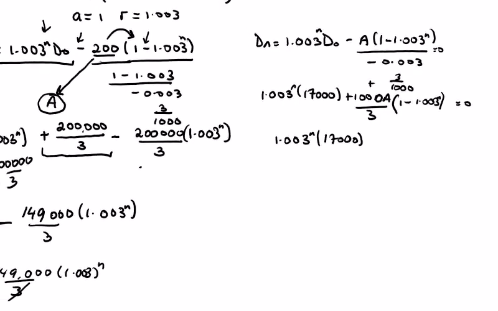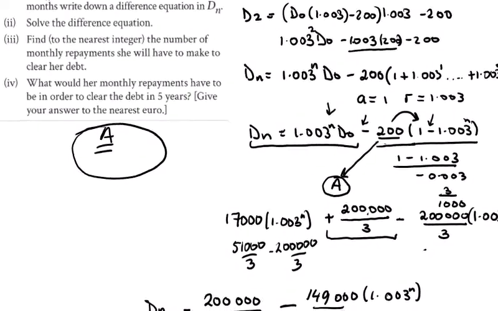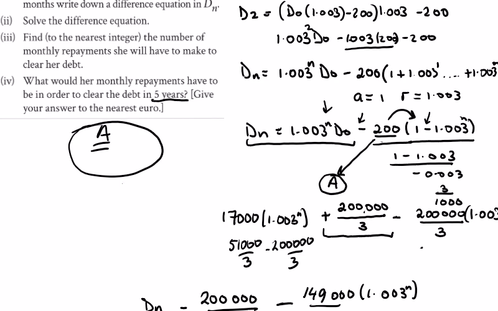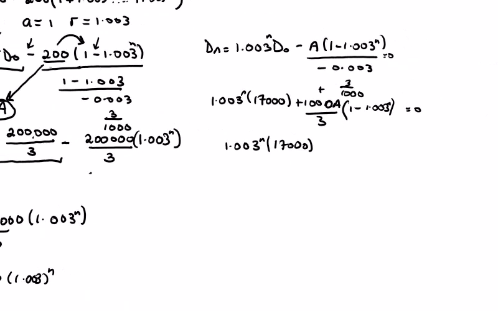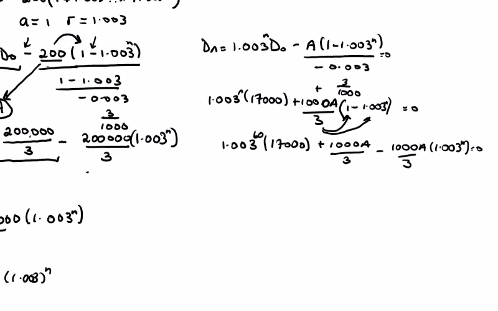And I'm obviously seeing two unknowns, so let me just read the question. What would her monthly repayments have to be to clear the debt in 5 years? So 5 by 12, 60 is n. So the n just becomes a 60, plus 1,000A over 3, and then minus 1,000A over 3 times 1.003 to the power of n, equal to 0.